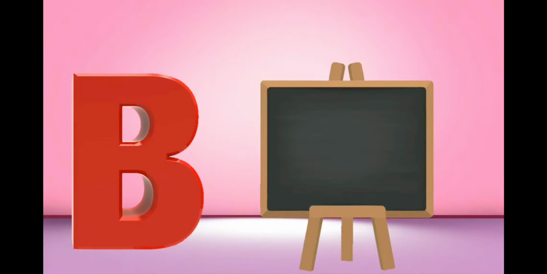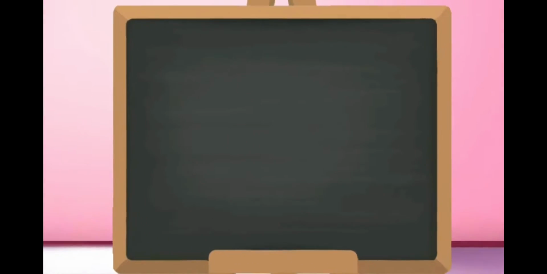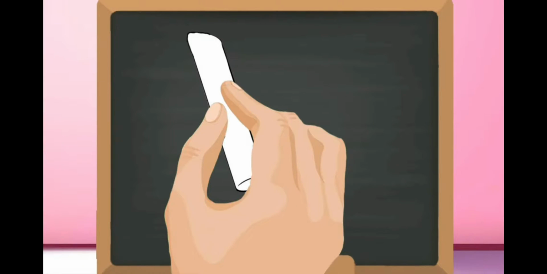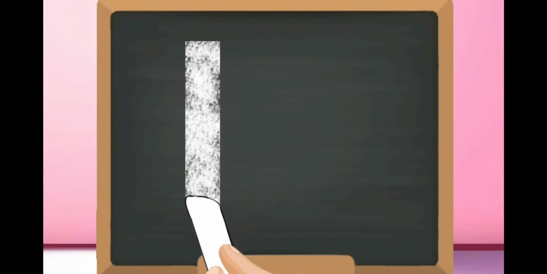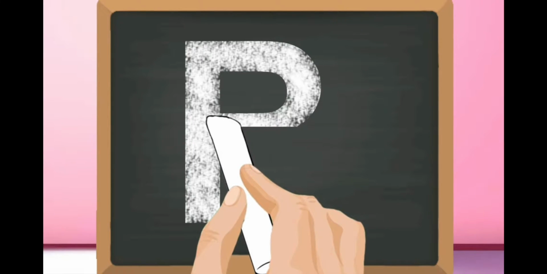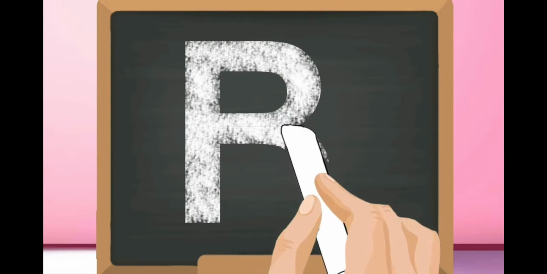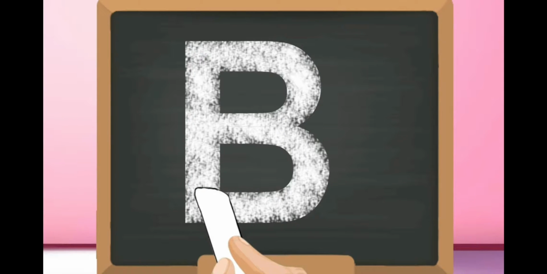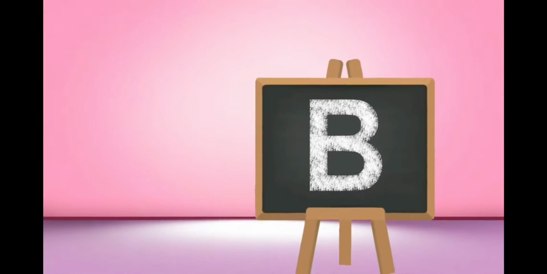B. Capital B. Start from the top and draw a standing line down. Go back to the top and draw a curve to the middle. Then draw a curve joining the bottom. Capital B.